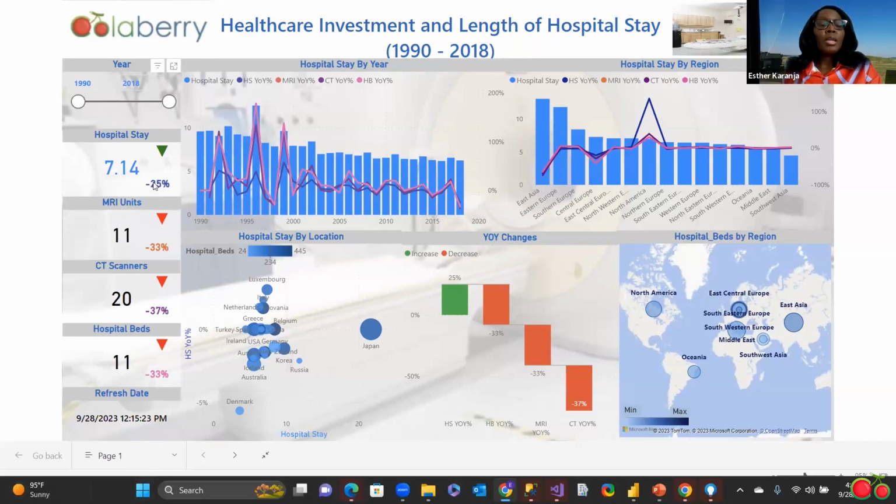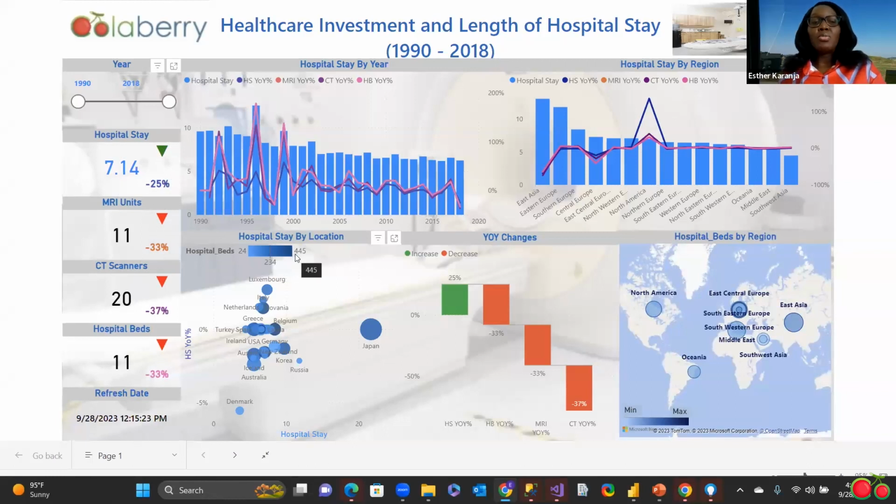Now, one thing I would like to point out: as we see here, for the year over year for hospital stay, when the number is negative, our indicator is green. The reason behind that is that we don't want the patients to stay longer than they need to in the hospitals. So the fewer the days spent at the hospital, the better it is for the patient. That's why we have it as green when the number goes below 0.